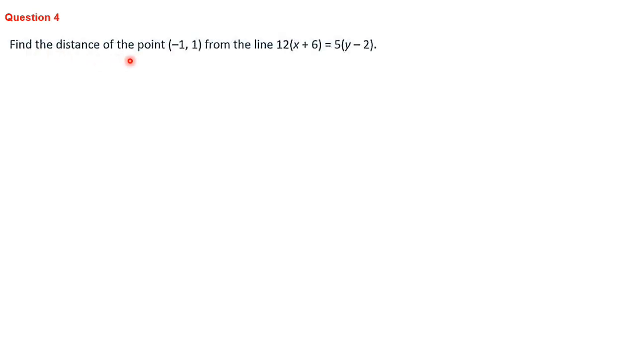Find the distance of the point (-1, 1) from the line 12 into (x plus 6) is equal to 5 into (y minus 2). We are asked to find out the distance of a point from a line. We know the formula: distance of a point from a line, D is equal to mod of (ax1 plus by1 plus c) divided by root of (a square plus b square). Here a and b are the coefficients of x and y in the equation, and c is a constant from the equation, and x1 and y1 are this minus 1 and 1.